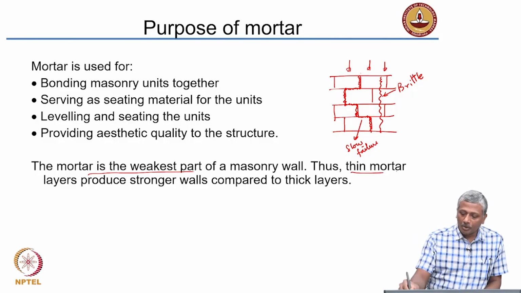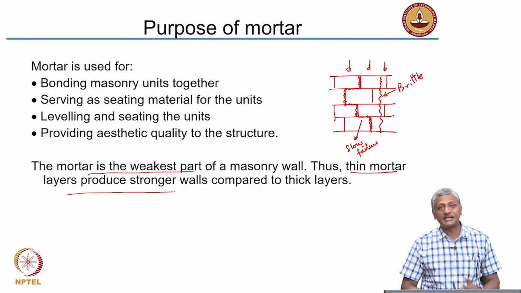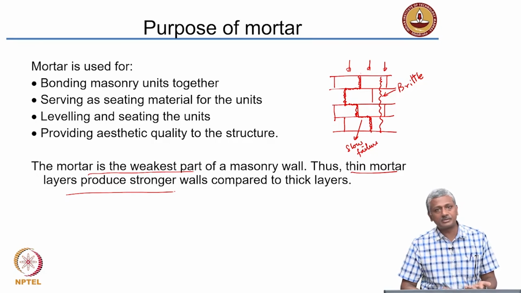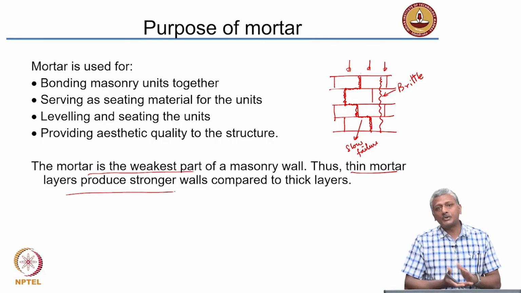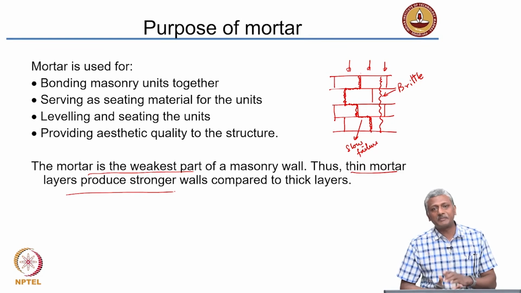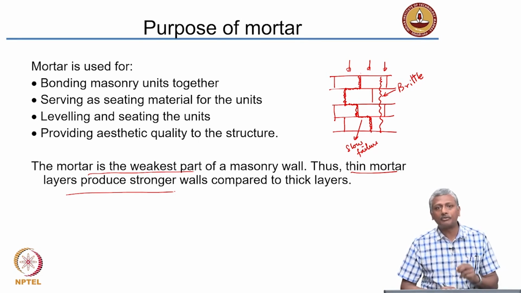So, thin mortar joints produce stronger walls as compared to thick joints. Obviously, because the mortar is the weak plane, you are reducing the overall area of the mortar. That means you are getting a stronger wall from thinner mortar joints as opposed to thicker joints.